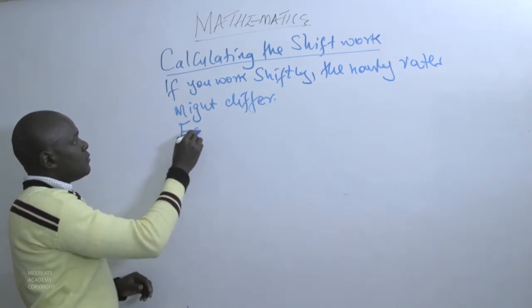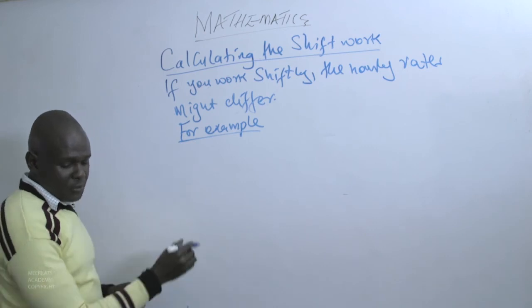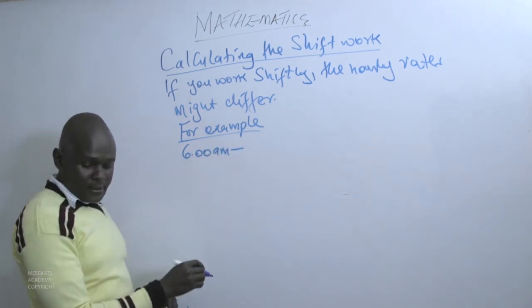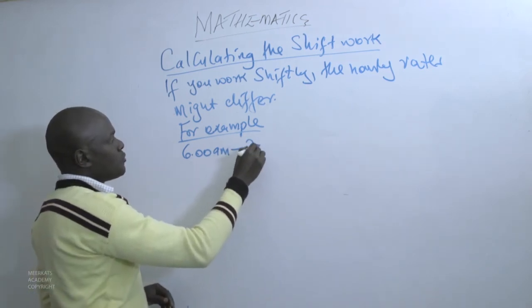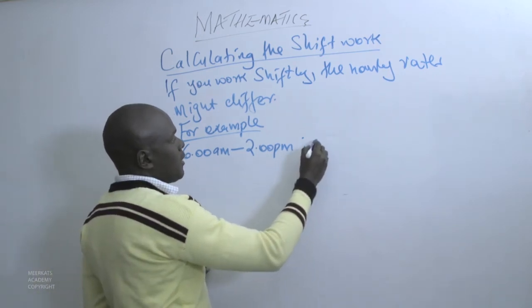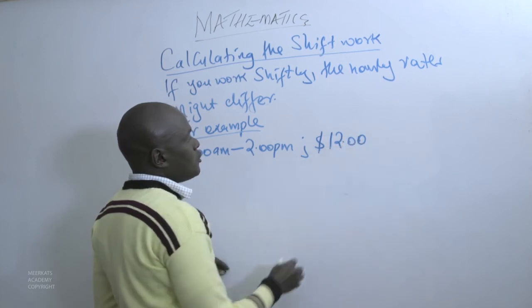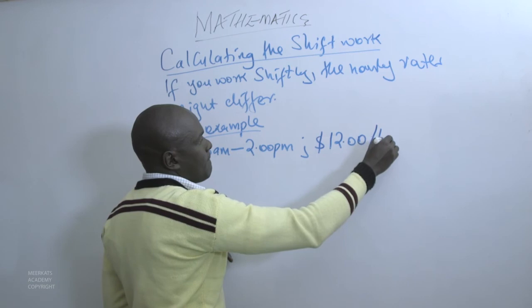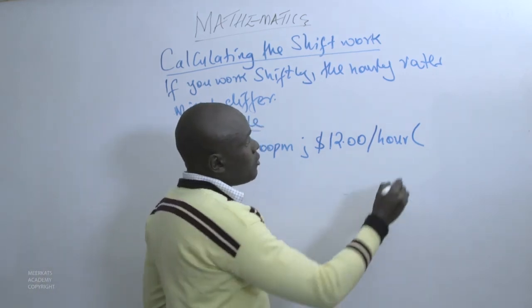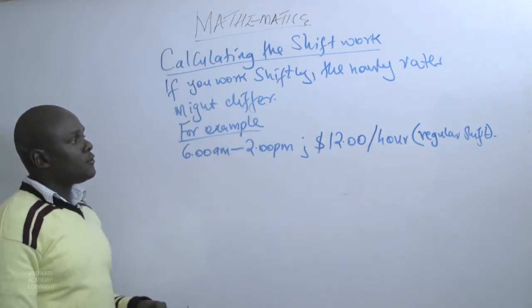For example, we might have a shift that starts from 6 a.m. and ends at 2 p.m. This shift can be calculated at a rate of $12 per hour, and this shift is taken to be the regular shift or the morning shift.